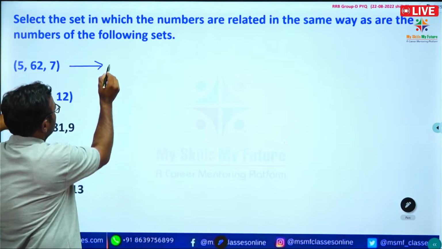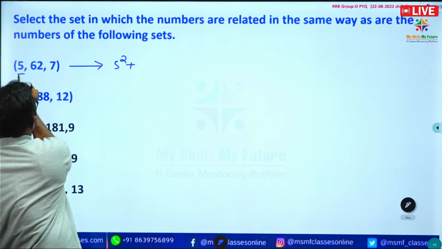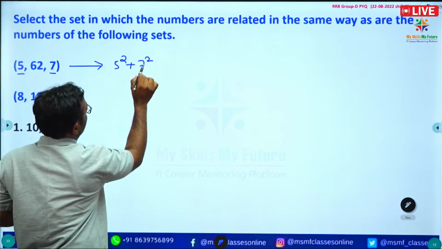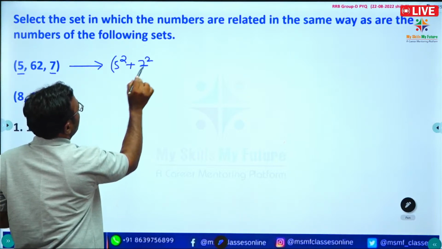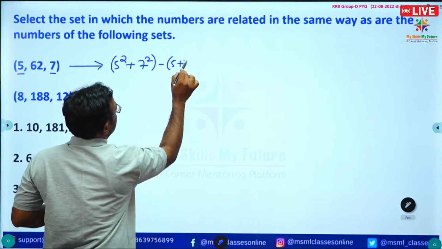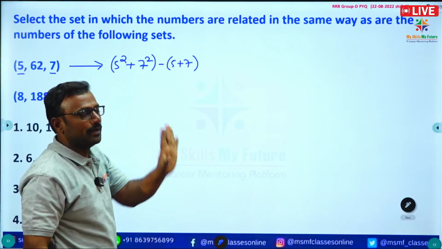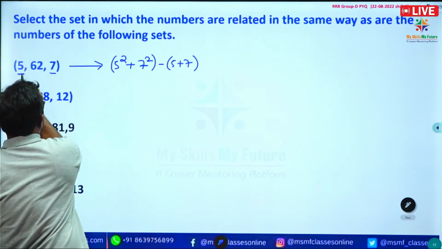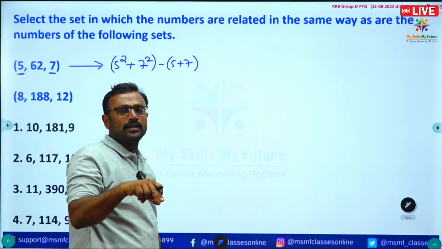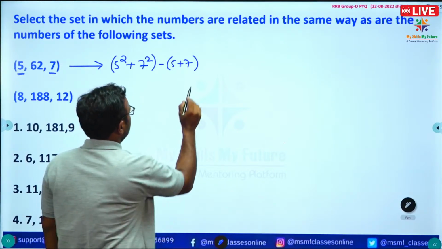So, first number square plus third number square, minus first number plus third number, gives the second number. First number square plus third number square minus first number plus third number, we get the second number.